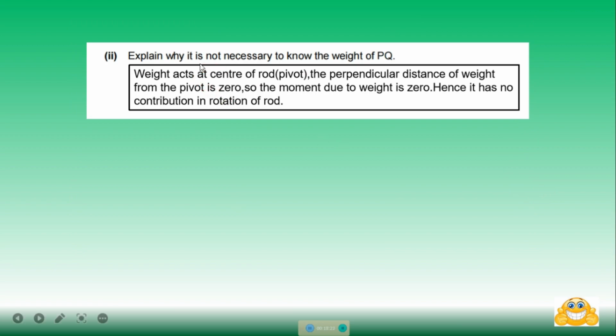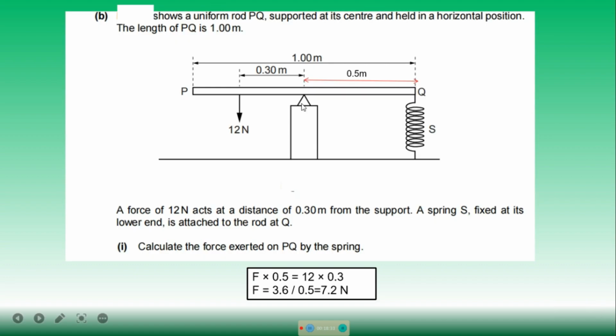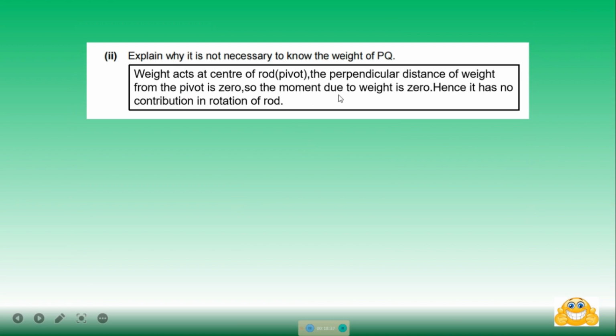Explain why it is not necessary to know the weight of PQ. The weight acts at the center of the rod, which is the pivot. The perpendicular distance of the weight from the pivot is 0. So the moment due to weight is 0, hence it has no contribution to the rotation of the rod.